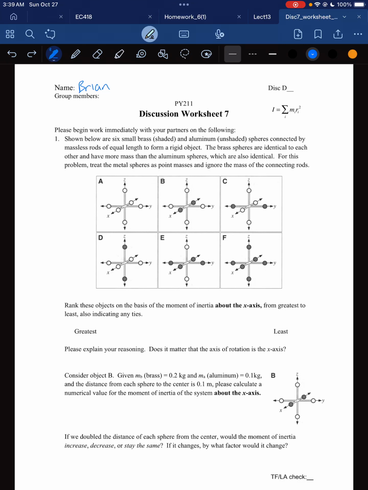Hey everyone, I just wanted to make a video about discussion worksheet 7 because I know that some of the concepts covered in this worksheet, like moment of inertia, center of mass, and dot product and cross product, can be a little bit tricky, especially if this is the first time you've seen these kind of problems.